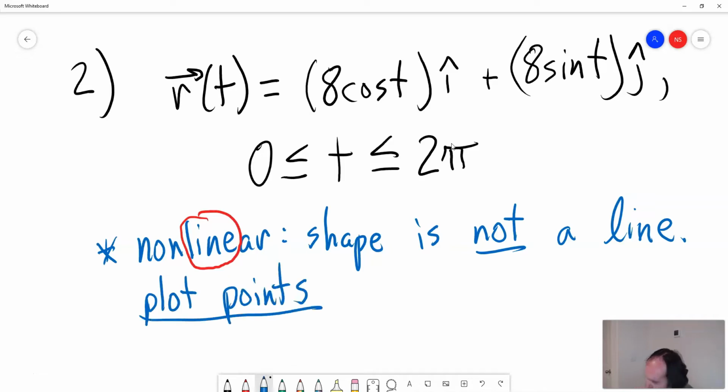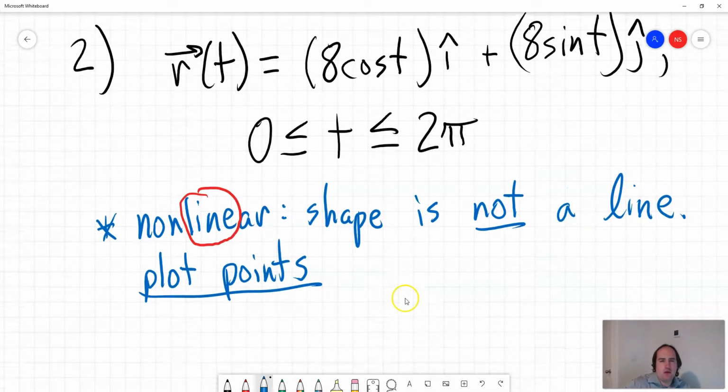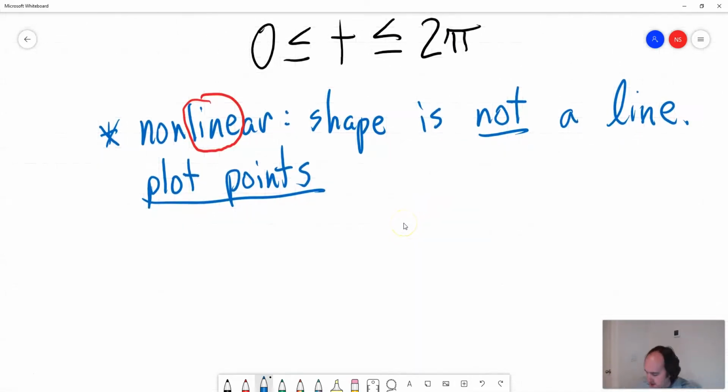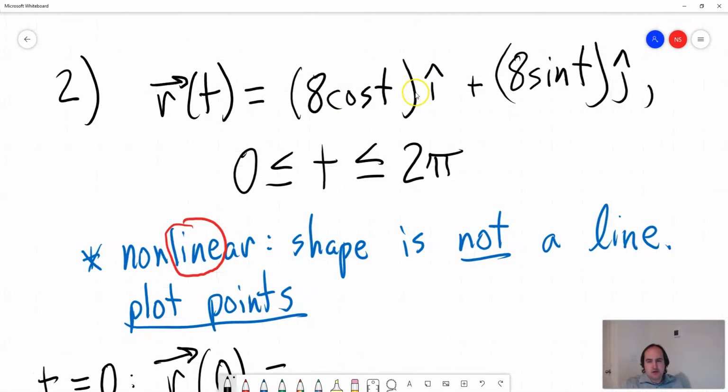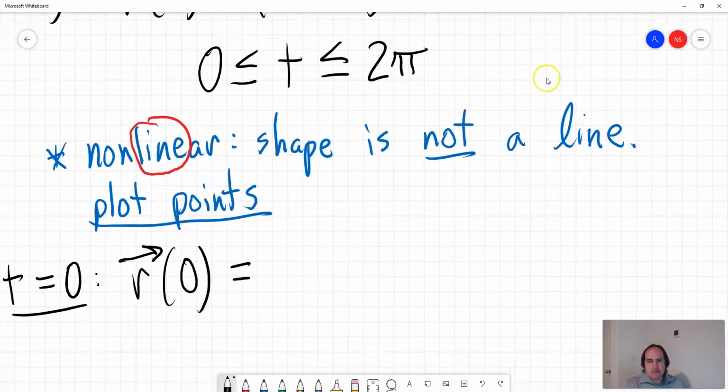Still going to plot points. But this time we're going to do t equals 0 for our first point, and then pi, and then 2 pi. So let's start with r of 0 for t equals 0. So when t equals 0, we get r of 0 is going to be 8 times cosine of 0 i plus 8 times sine of 0 j.